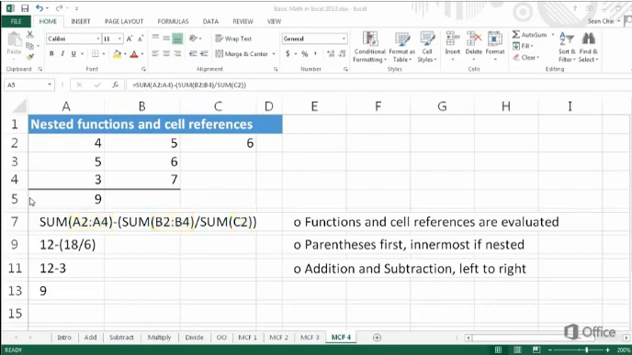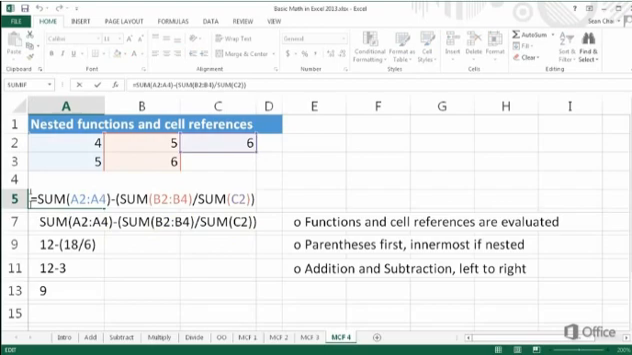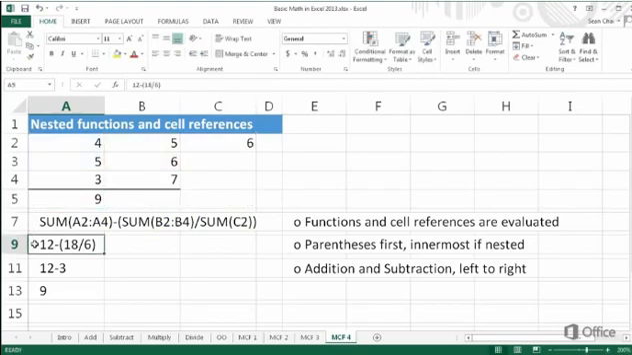Let's take a look at what's happening in this formula. The functions and cell references are evaluated, resulting in this formula. The operations in parentheses occur first, resulting in a formula of 12 minus 3, and this is 9.